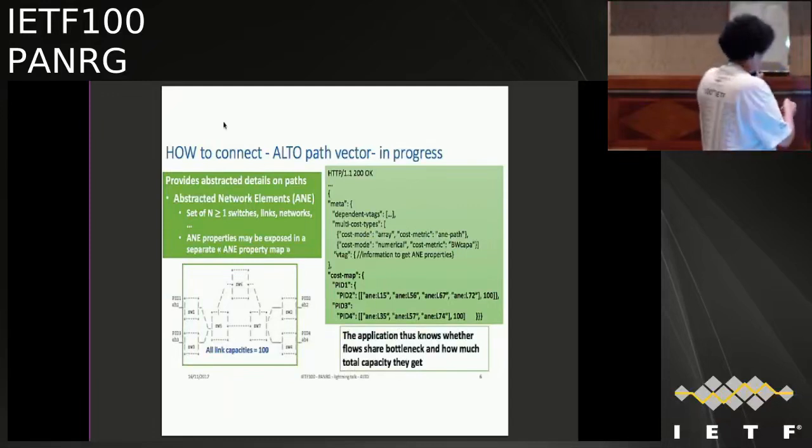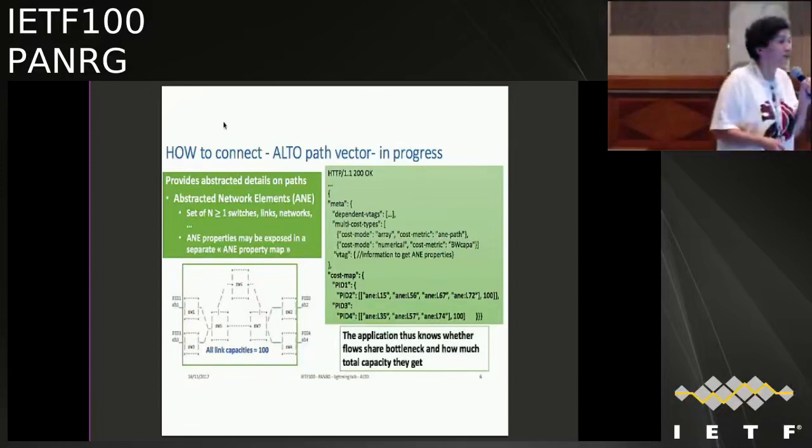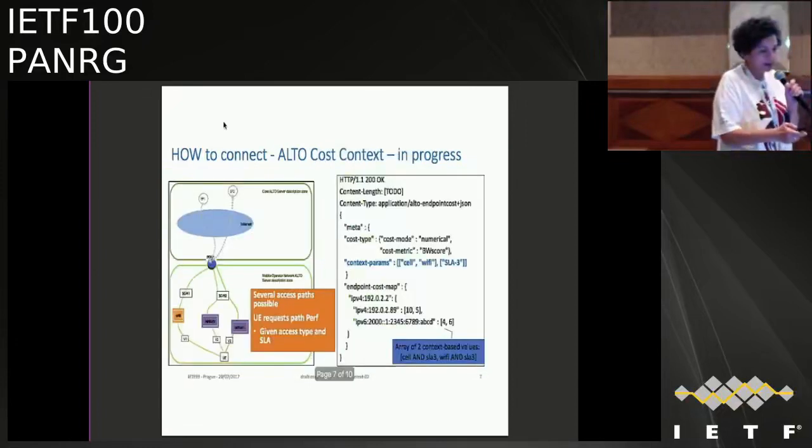So here, for example, you have now some detail on the path, and the application, when it gets the fact, for example, that from this point to this point the routing or the path goes through these particular steps, and the path here goes through some other particular steps, it can figure out whether, for example, they share a bottleneck, and figure out what performance or what capacity it will get.